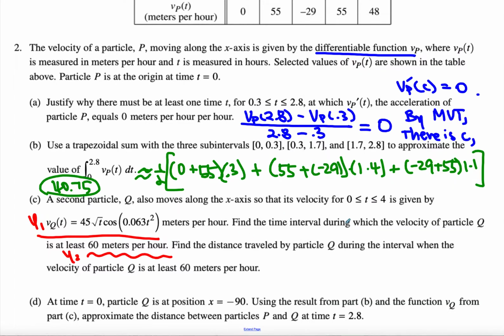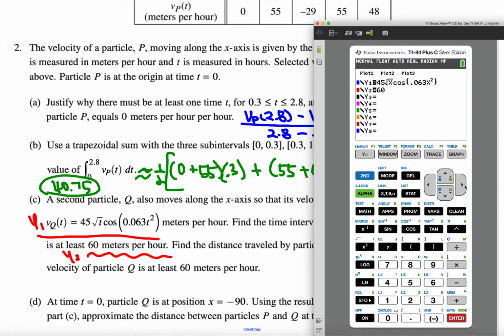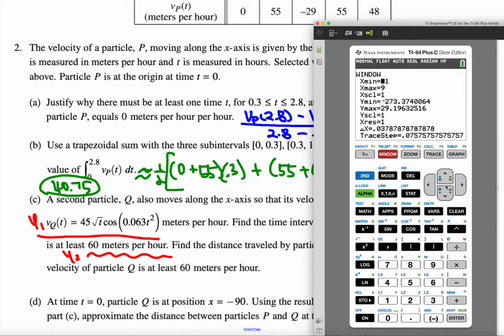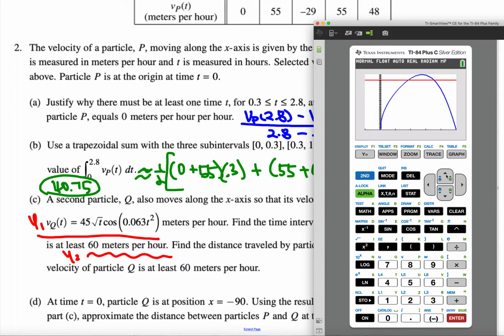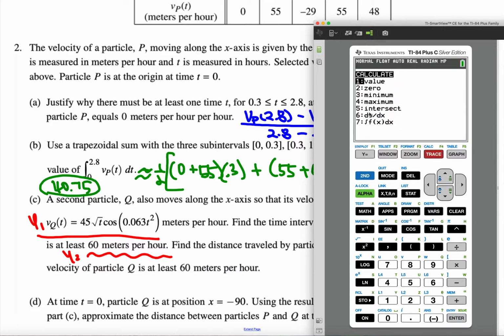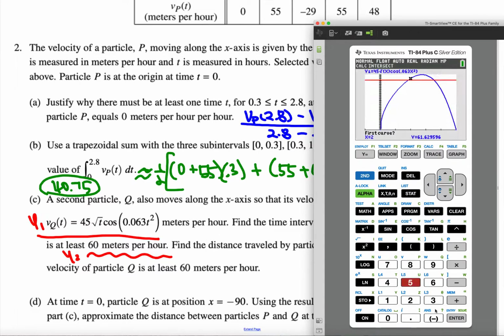Now, we are looking at the time 0 through 4. So I'm going to set the window from -1 to 5, maybe, and then I'm going to go for zoom fit. All right, so I see those two intersections here. So second, calc, find the intersection, number 5. That's the first one. The second one is near there anyway, guess. 1.866. So that's the first.